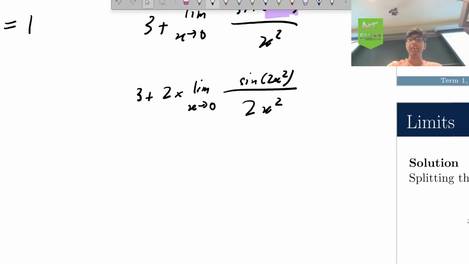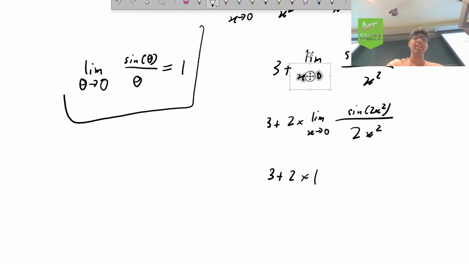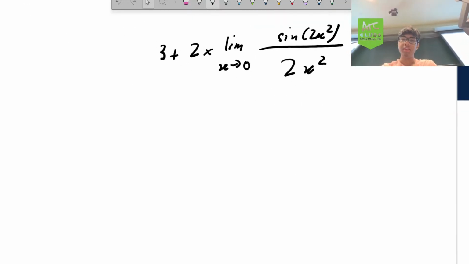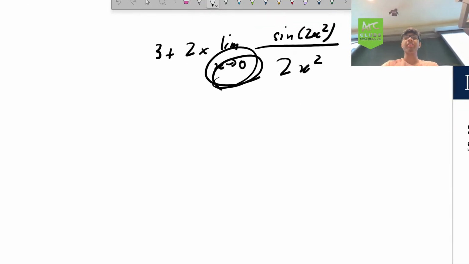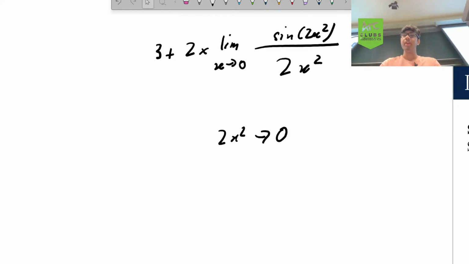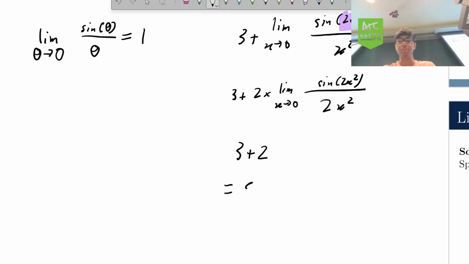So the limit here, I can say that this is 3 plus 2 times 1, because I'm using this identity here. To be more precise, I should write that I am no longer considering x tends to 0, I'm considering 2x squared going towards 0. But effectively, if x goes to 0, then these two are the same thing. So I know that this will be 3 plus 2 times 1, which equals 5.